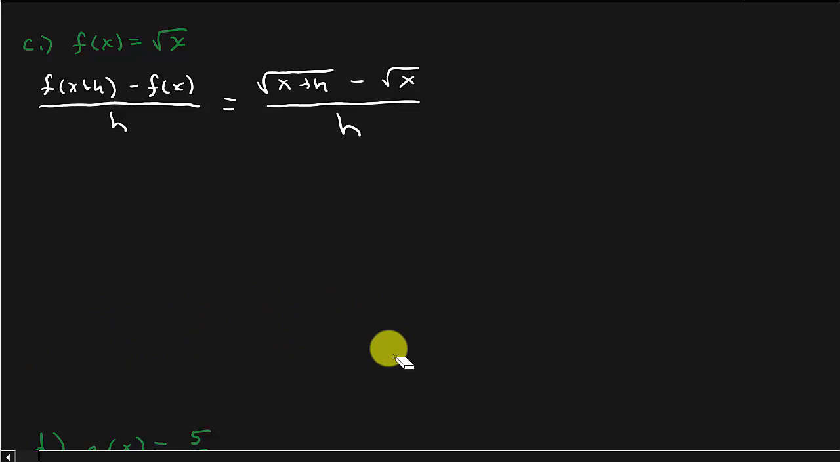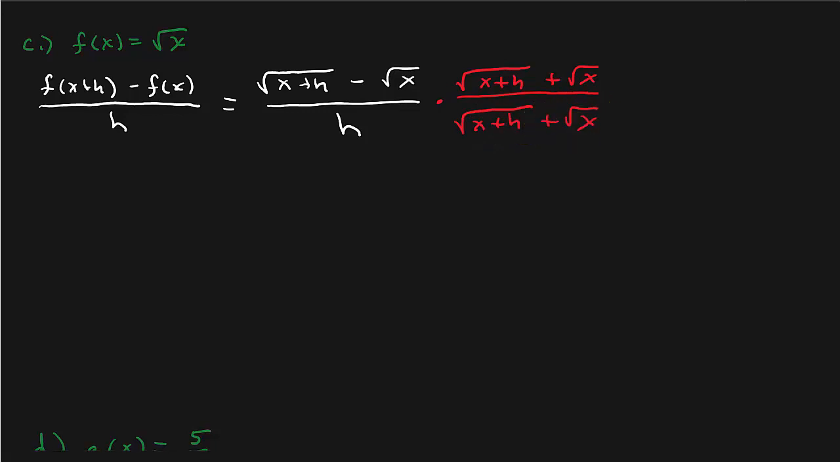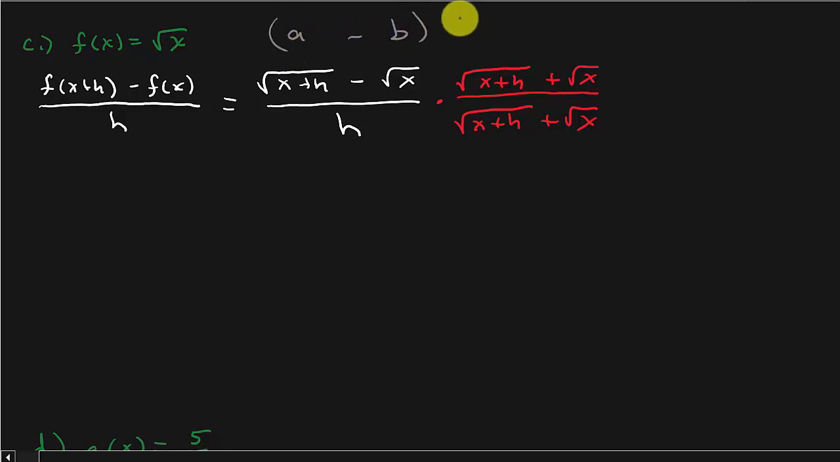Well, here we're going to rationalize the numerator. So I'm going to multiply numerator and denominator by the conjugate of the numerator. All right. So also, if you remember, this is in the form a minus b times a plus b, which is a squared minus b squared. All right.